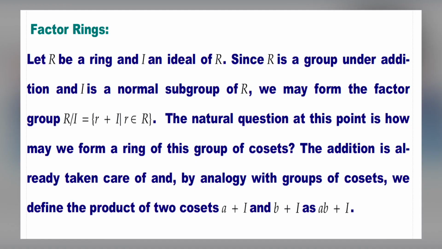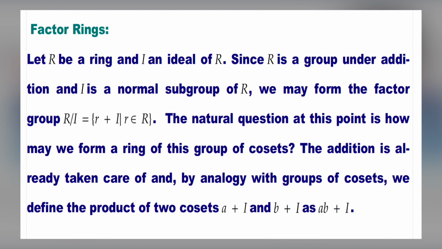We can form a ring based on the ideals. We have already discussed briefly about that ring in a previous module, which is nothing but a quotient ring or factor ring. Let us recall it once again here. Factor rings. Let R be a ring and I an ideal of R.